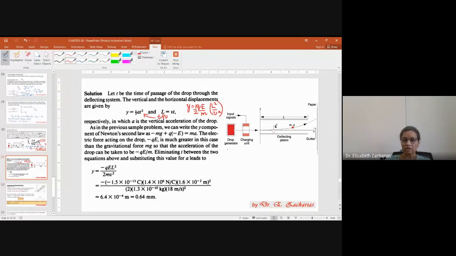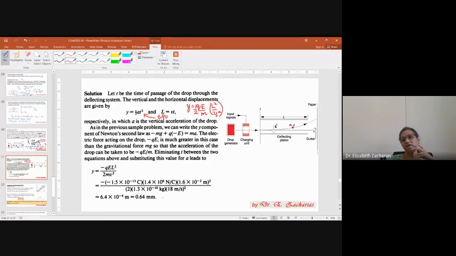So what you now need to do is just substitute, because you already know the charge. You know the field. You know the mass of the particle. You know L. You know the velocity V naught. So put everything into the equation. Once you put everything into this equation, you will get the answer. You will find that the deflection is actually 0.64 mm.